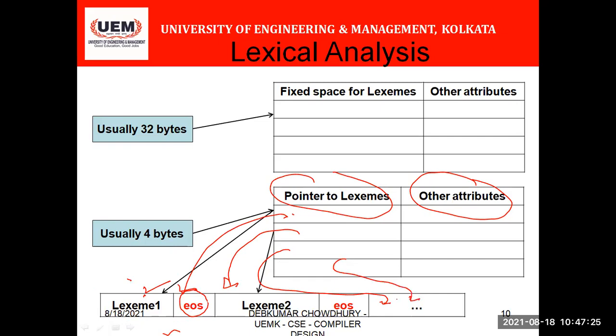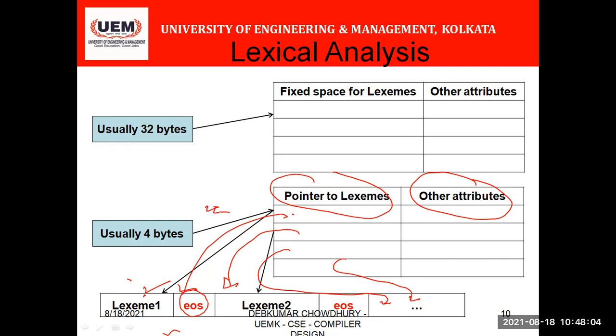In the case of the other attributes, we can put some other attribute values. For example, say num comma one. So one we can put over there. If there is a lexeme, then we allocate memory dynamically in the symbol table. Otherwise, the symbol table space will be absolutely free. So there is much less wastage of memory in the case of dynamically created lexemes.